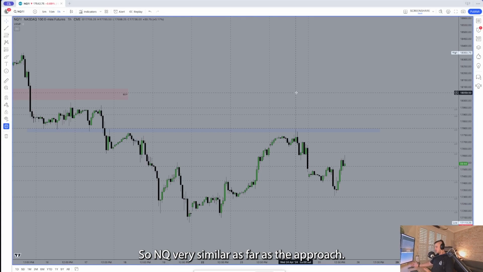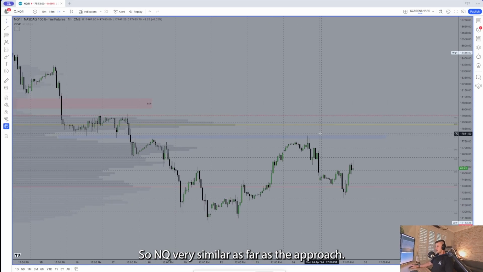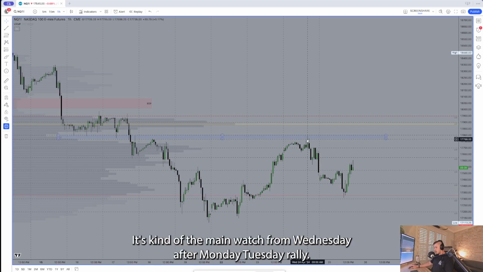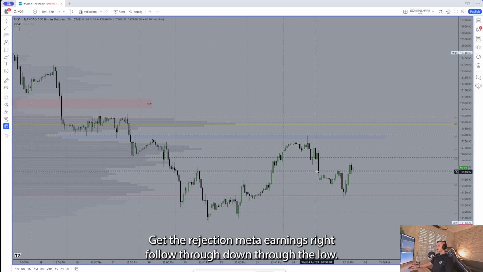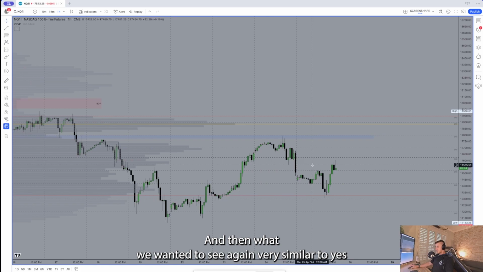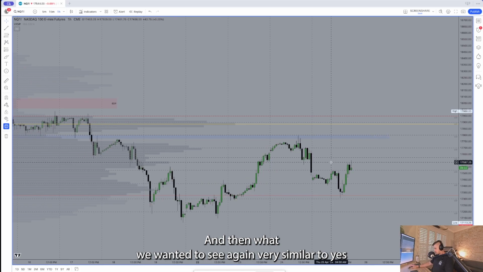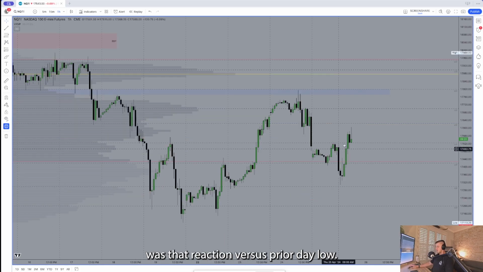So NQ, very similar as far as the approach. We had this key pivot rejected yesterday. It's the main watch from Wednesday after the Monday, Tuesday rally. We got the rollover on Wednesday after price tested that key pivot, got the rejection, Meta earnings, right? Follow through down through the low. And then what we wanted to see, again very similar to ES, was that reaction versus prior day low.